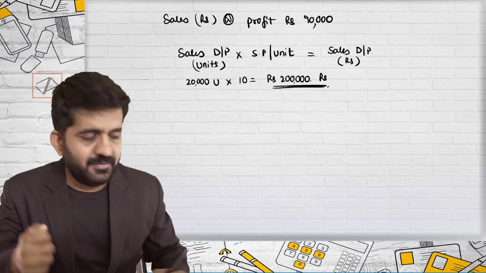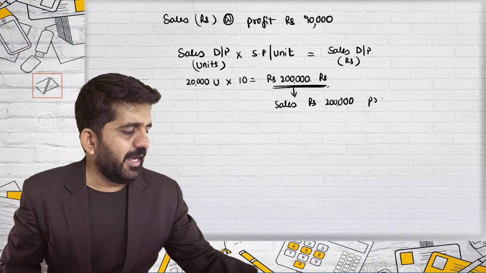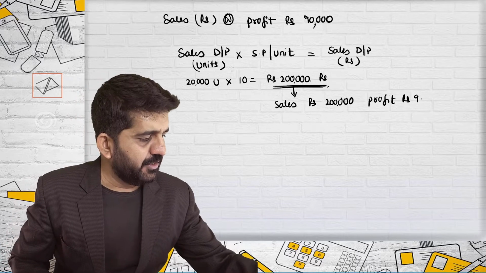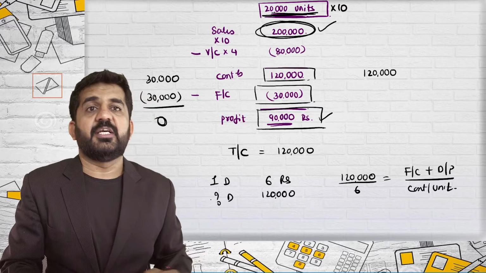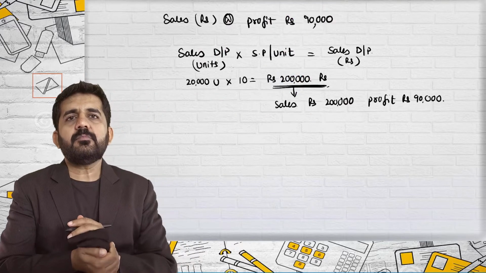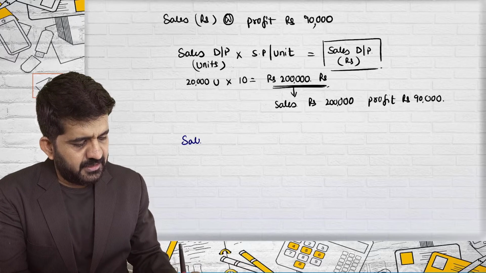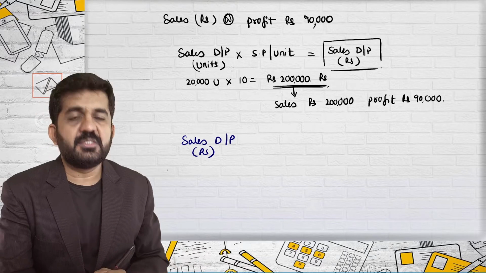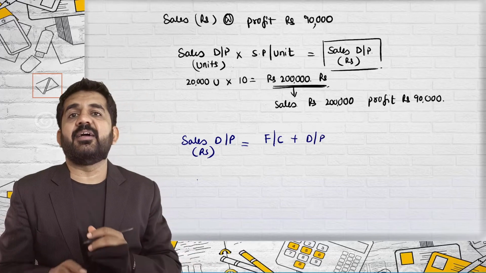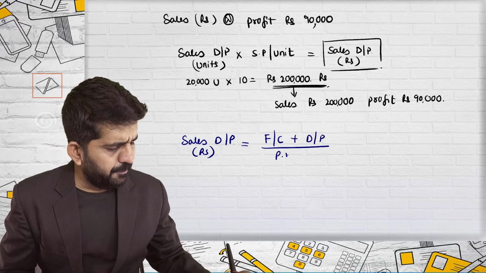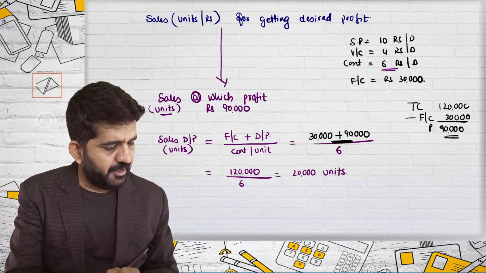What is the 2 lakhs rupees? If my sales is rupees 2 lakhs, my profit will be as per my desire, that is rupees 90,000. That we have already proved over here. If the sales is 2 lakhs, my profit is 90,000. But sales for desired profit in rupees can be found out by a different formula also: fixed cost plus desired profit upon PV ratio. We are not deriving the formula, but it can be derived the same way as we have derived this.